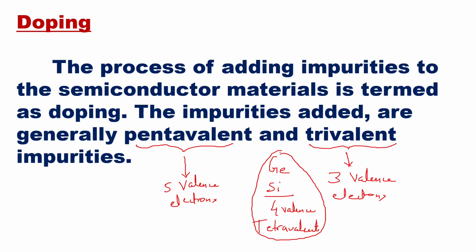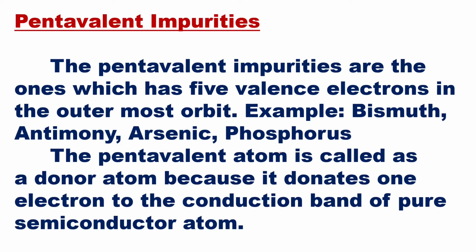Now the process here is very clear. We are going to add impurity to the pure semiconductor. We are going to add impurity to the intrinsic semiconductor. Once you add impurity to the intrinsic semiconductor, the intrinsic semiconductor will improve its conduction property, and it is called an extrinsic semiconductor. So we will see what happens when we add pentavalent impurity and what happens when we add trivalent impurity.